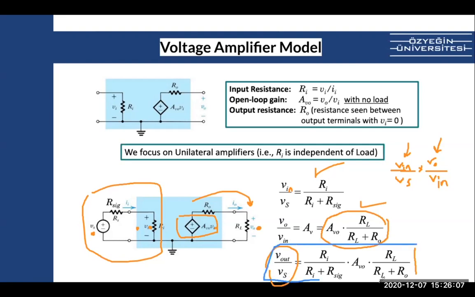So this is also called the DC gain of the circuit.